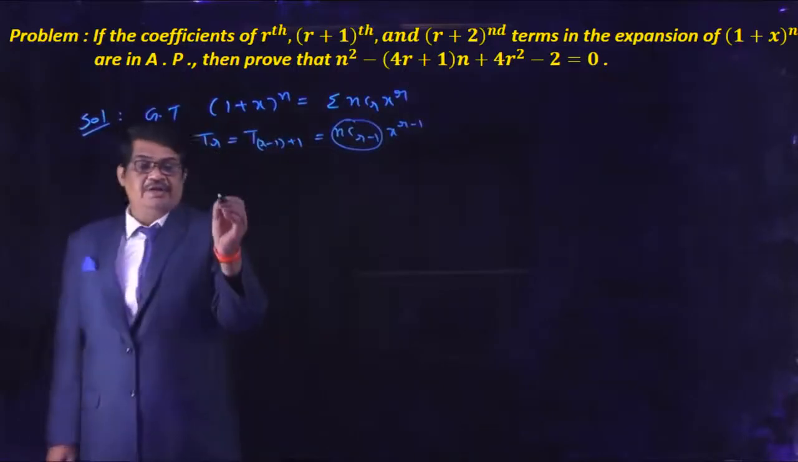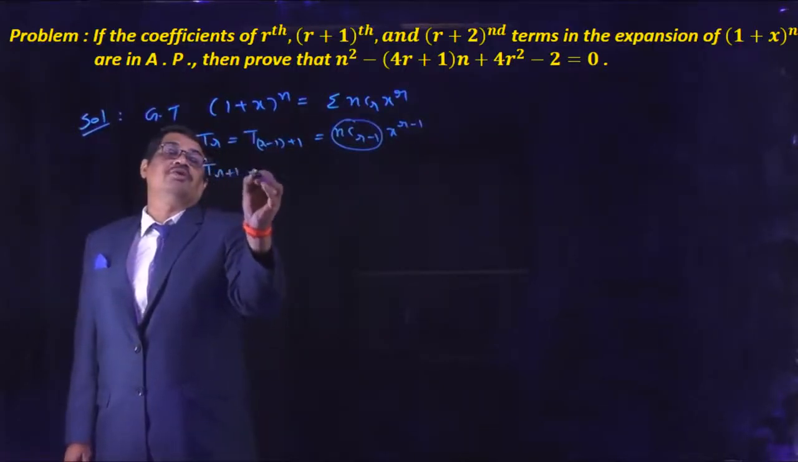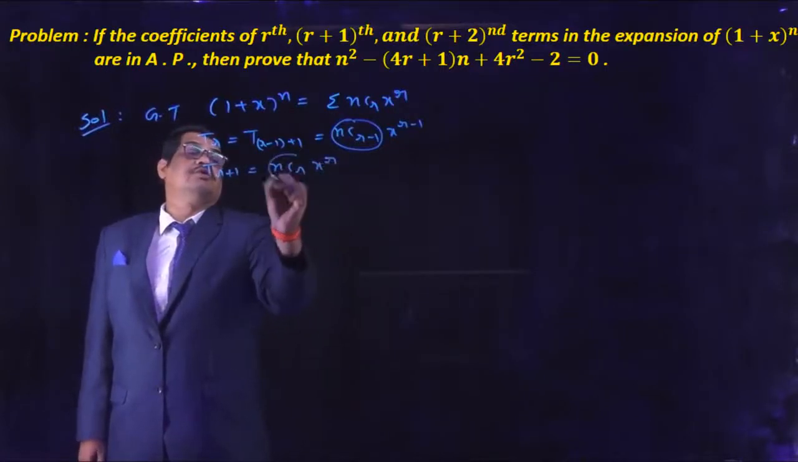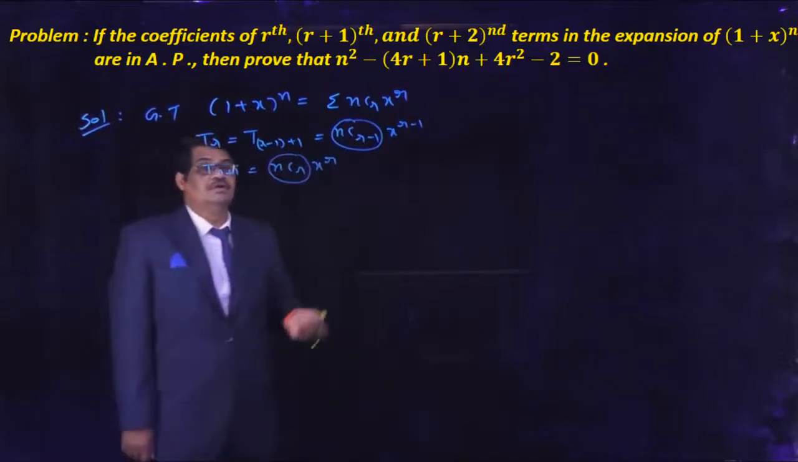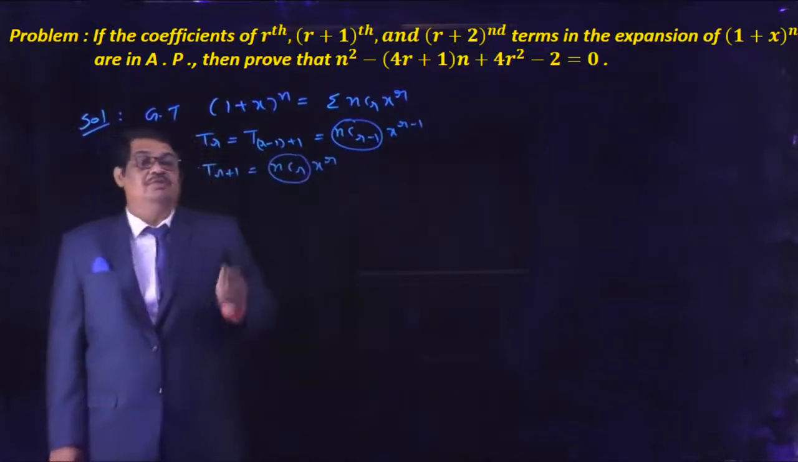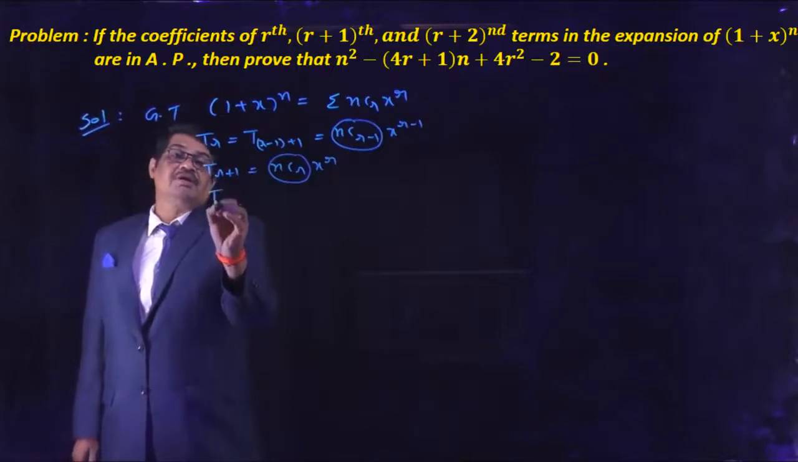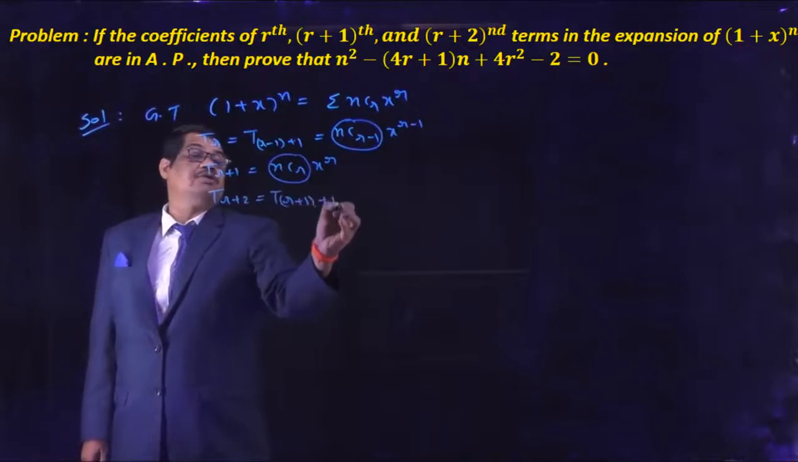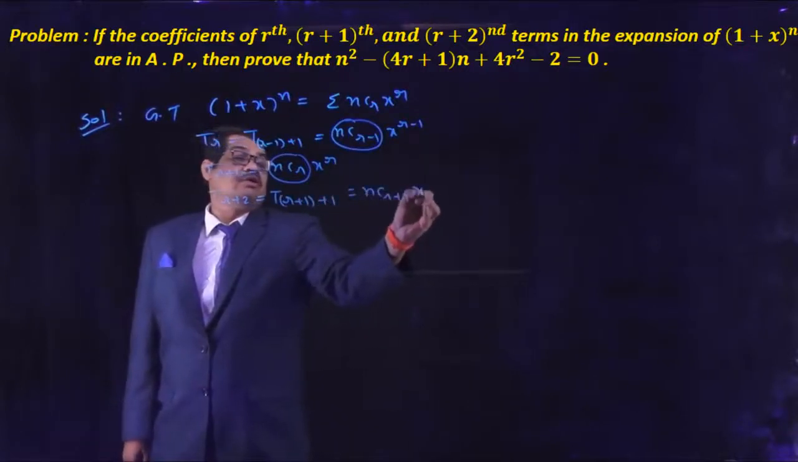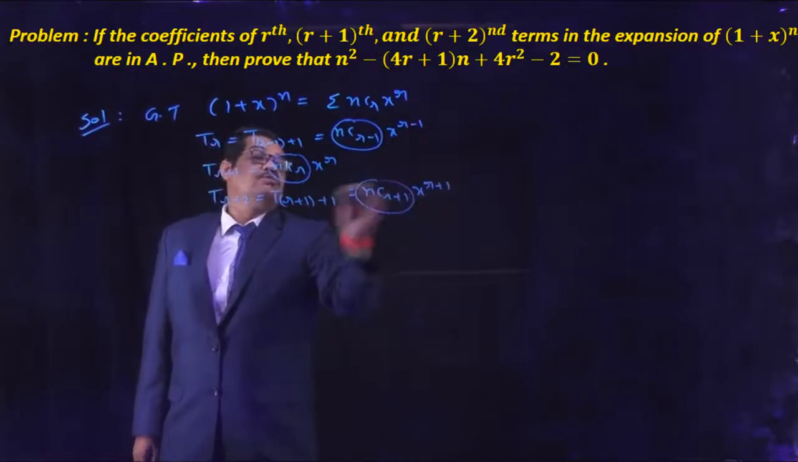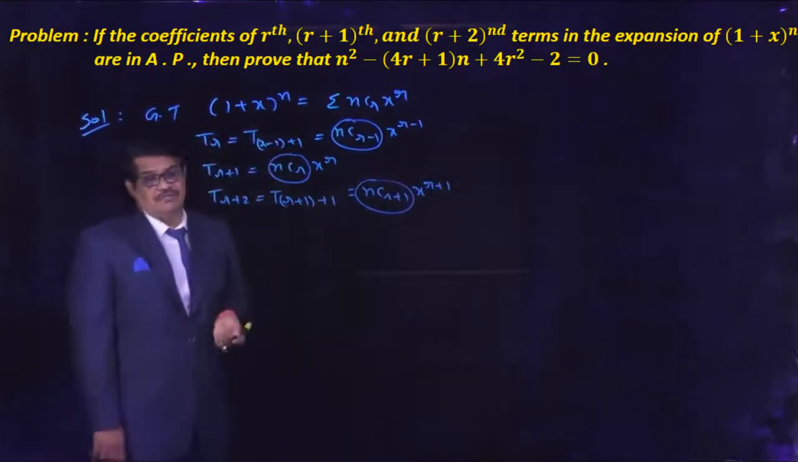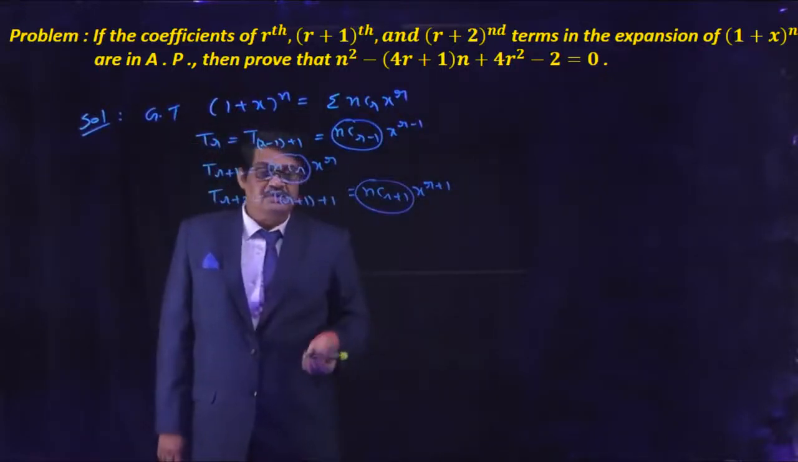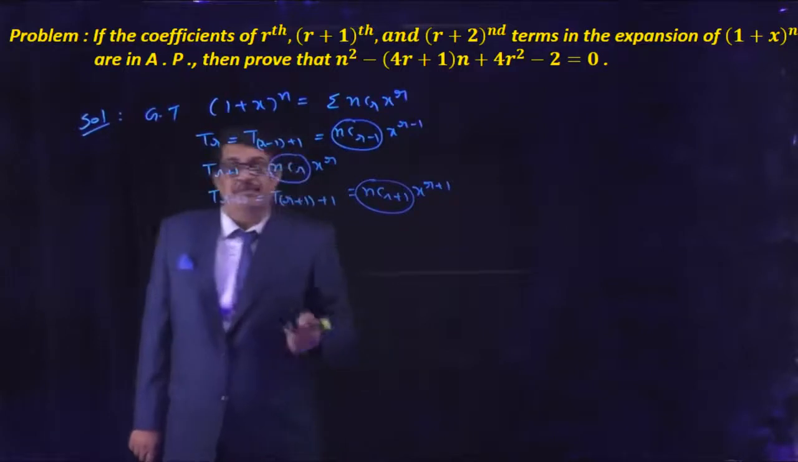Next, we are writing the r plus 1 term. T r plus 1, we know that is the general term. Now we are writing nCr x to the power of r. This is the coefficient of the r plus 1th term. Next we write the r plus second term, which can be written as r plus 1 plus 1. Here nC r plus 1 x to the power of r plus 1. These are the coefficients of the r plus 1 and r plus second terms. These are in AP.